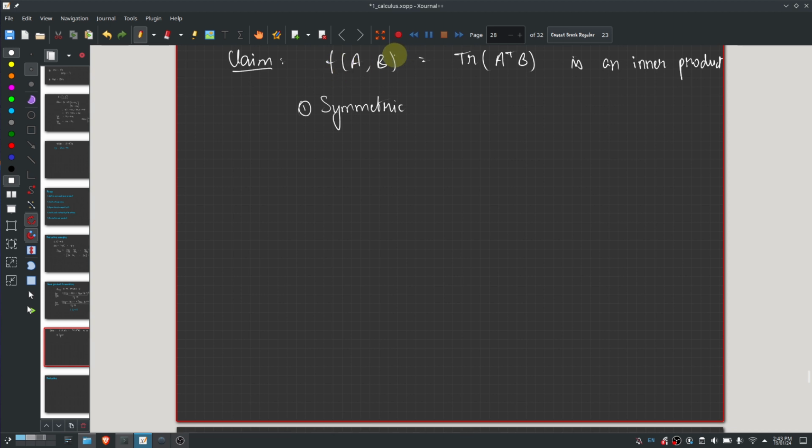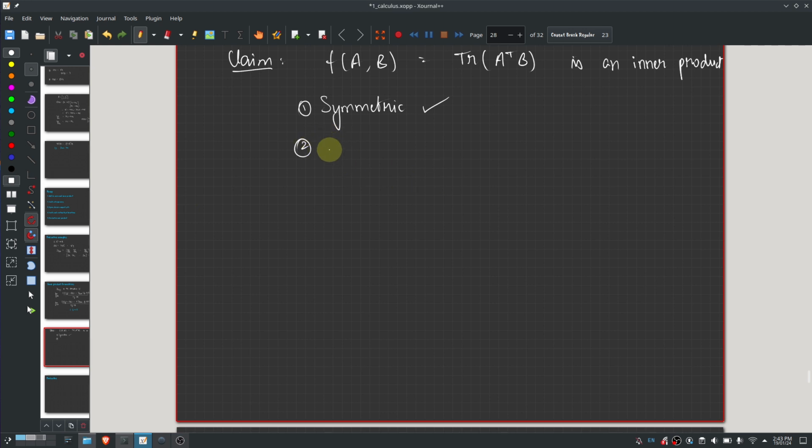Is f of A comma B equal to f of B comma A? So the trace of A transpose B, is this the same as the trace of B transpose A? It is. So it is symmetric. Secondly, if I take the inner product of a matrix with itself, then this should be greater than or equal to 0 and should be strictly greater than 0 as long as A is non-zero.